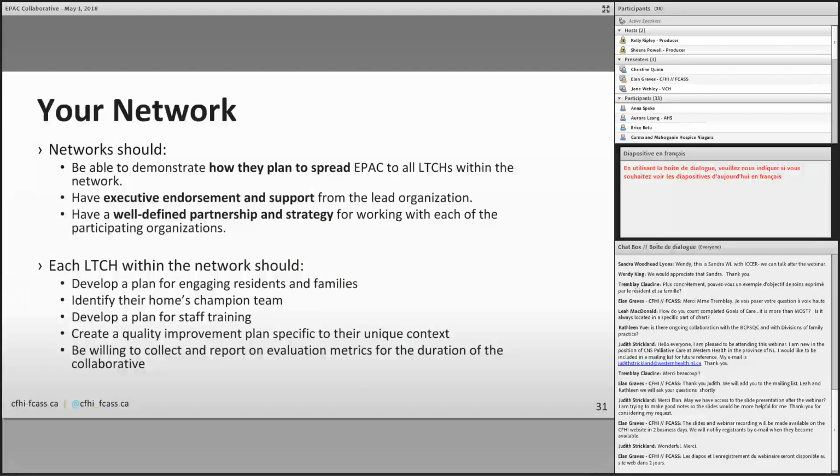So we recognize that regions have different resources, that they have different existing relationships, and that there are also ongoing quality improvement projects in many of your regions and in many of your homes. And we know that the proposals that we receive will reflect that variability and will leverage the unique resources that are available to you. There's no one right way to implement this model of care. But in terms of the overall description of the network in the proposal, it should be consistent with the characteristics that are noted on the slide.